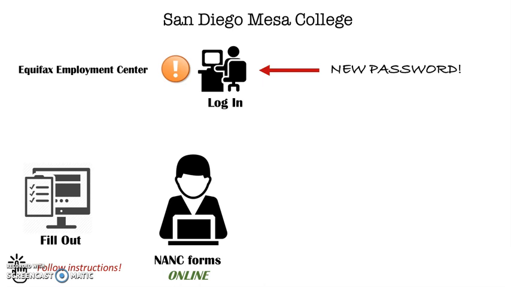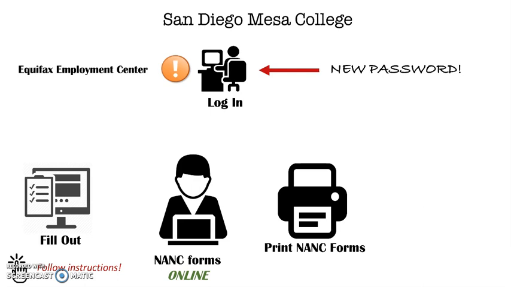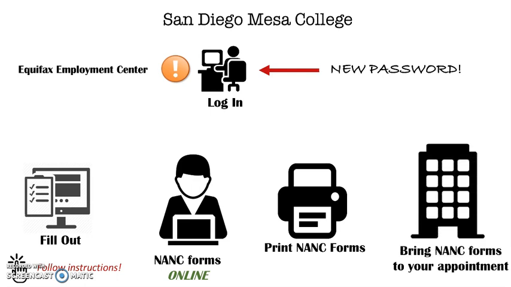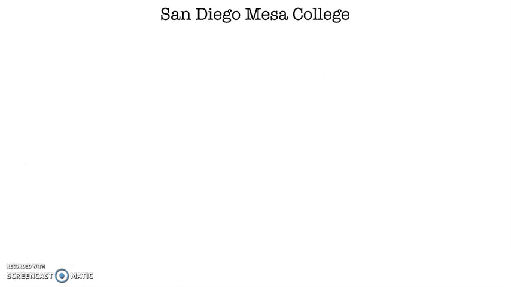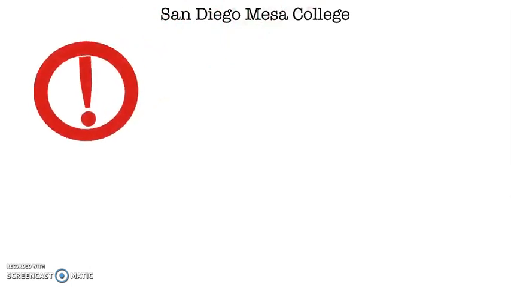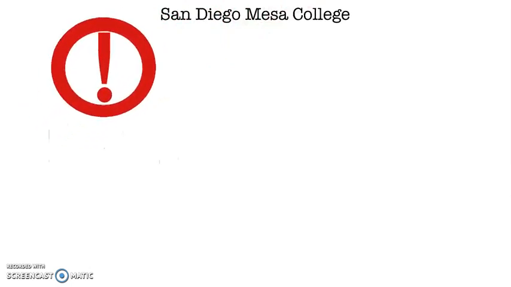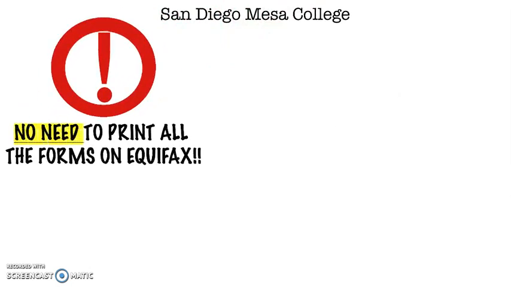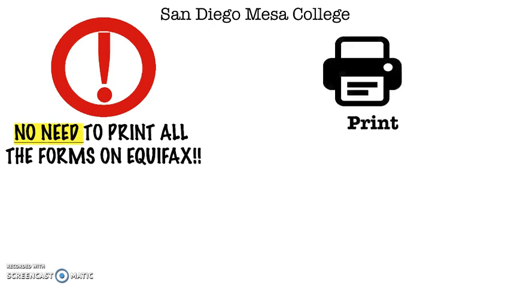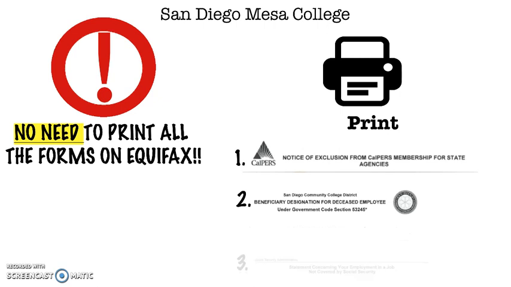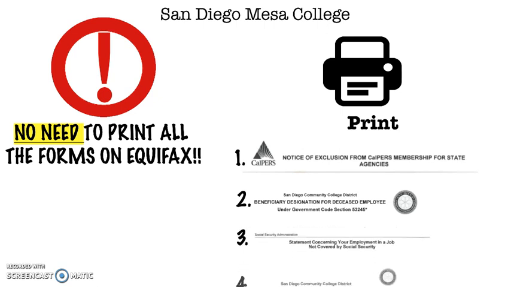However, among the forms that you will fill out online on Equifax, there will be some that you need to print and bring to your appointment at the Business Support Office. These are labeled Employee Forms, NANCs, in the table of contents. Please note that you do not need to print all the forms on Equifax. You are required to print only 4 forms from Equifax. They are CalPERS, Beneficiary Designation Form, Social Security Form, and Retirement Form.